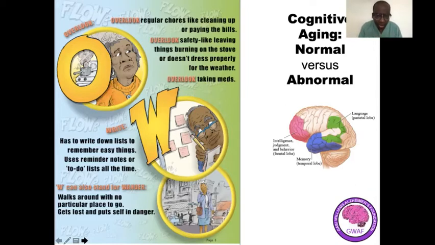But W can also stand for wander. And this applies to every Alzheimer's patient. They start to wander around with no place to go, and they can get lost. They can put themselves in danger. Again, another reason why it's very important for us to really supervise and watch over our loved ones with Alzheimer's disease, so that they don't end up putting themselves in danger.